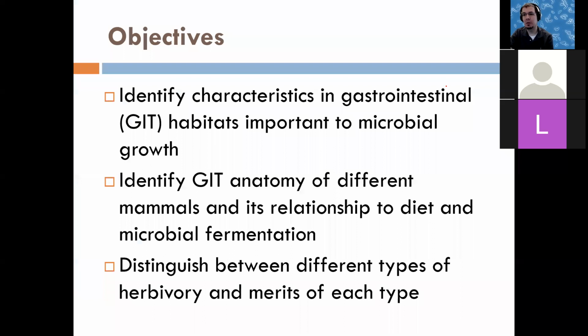Okay, so we have several objectives. You should learn several things by the end of the lecture. You should be able to identify characteristics in the gastrointestinal habitat that are important to microbial growth. You should be able to identify gastrointestinal anatomy of different mammals and its relationship to diet and microbial fermentation. And then finally, to distinguish between different types of herbivory and the merits of each type, because in herbivores, microbial fermentation is important.